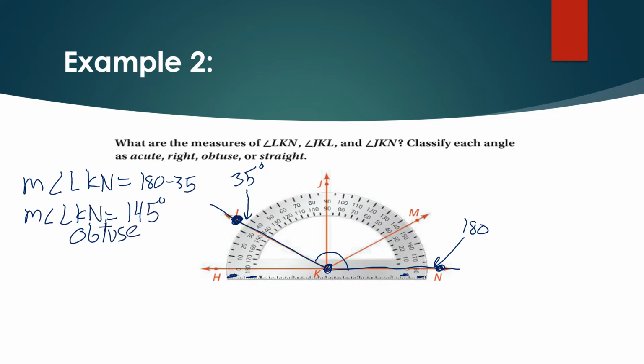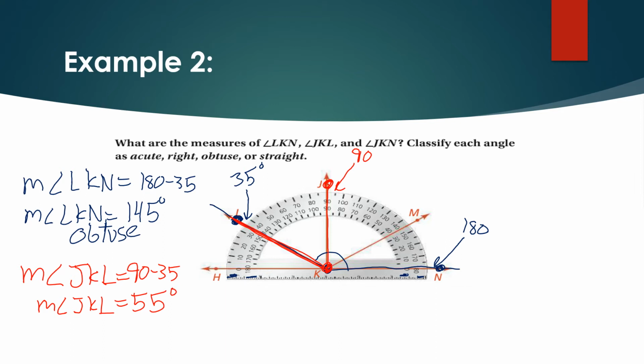So they've got two more angles they want us to look at. The next one is JKL. So J is right here, K is the vertex, and L we used in the first one, it's over here. So we know that if we're using the outside scale, we still have L is at 35, J is going to be at 90, so the measure of angle JKL is going to be 90 minus 35. So the measure of angle JKL must be 55 degrees.